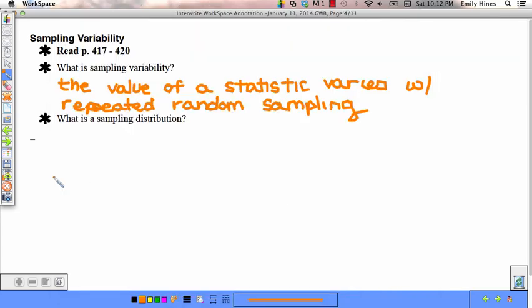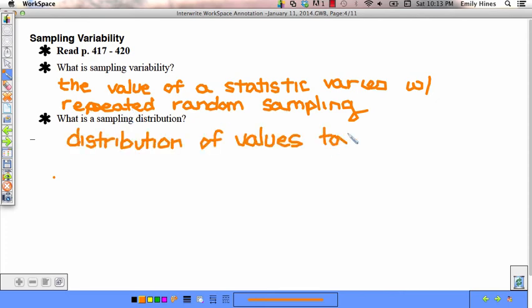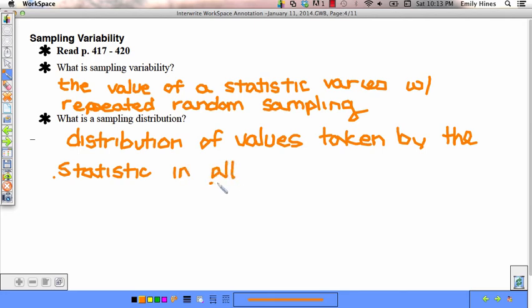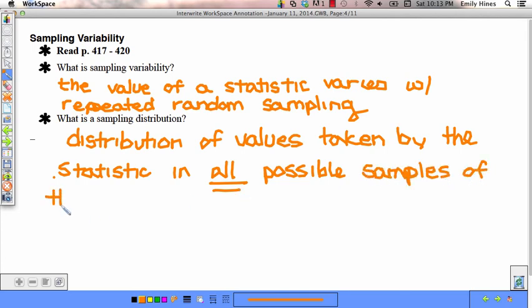So let's talk about our sampling distribution and get the actual definition. The actual definition is the distribution of values taken by the statistic in all possible samples of the same size from the population.